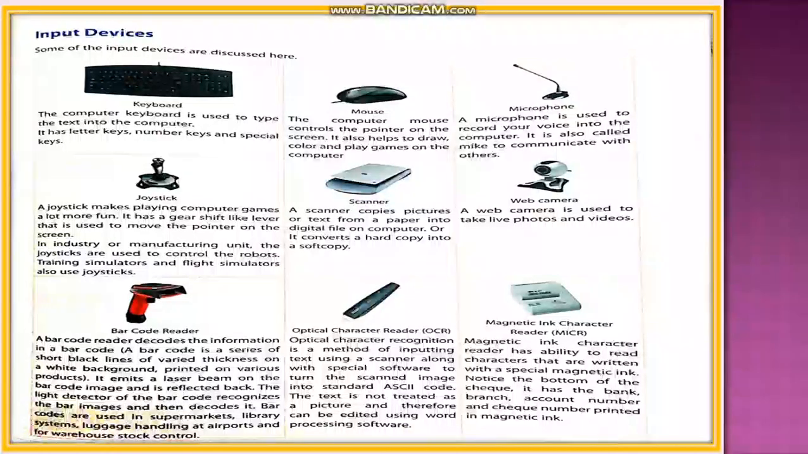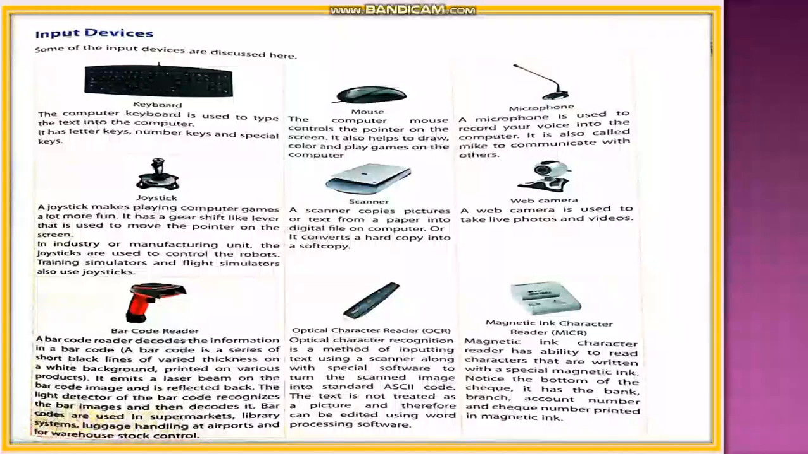where it decodes the particular code. Optical character reader, that is known as OCR. Optical character recognition is a method of inputting text using a scanner. So it's a kind of scanner along with some special software to turn the scanned image into standard ASCII code, and the text is not treated as a picture and therefore can be edited using word processing software.